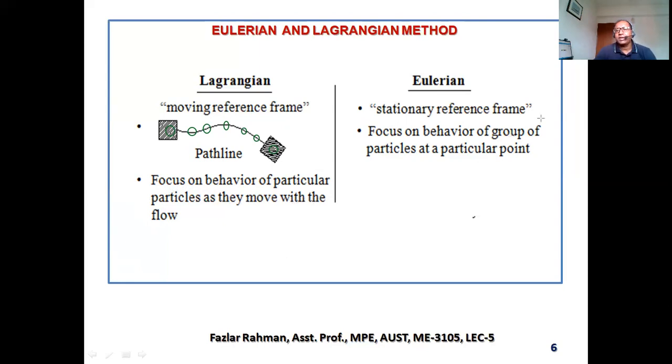And Eulerian is a stationary reference frame. You are observing a crowd from your base, counting how many people cross this line every second or every minute. That means you focus on a group of fluid particles at a particular point, and how they are behaving. So it's a stationary reference frame, focusing on the behavior of a group of particles at a particular point. That means you're just sitting at a space or point, and from that point you're observing the motion.